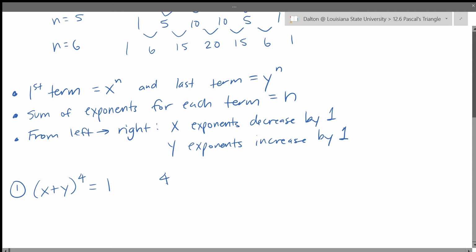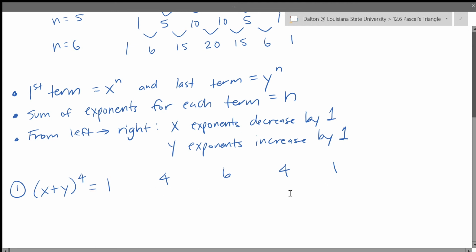1, 4, 6, 4, 1. And then I'm going to use these notes here, these details using Pascal's triangle. So basically, again, this prevents me from having to distribute this out 4 times to all of the other binomials.